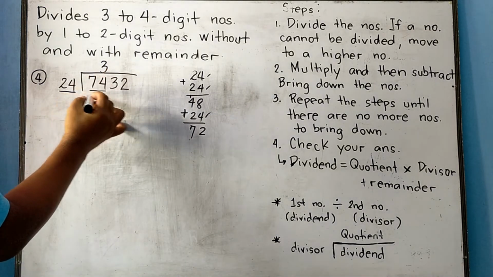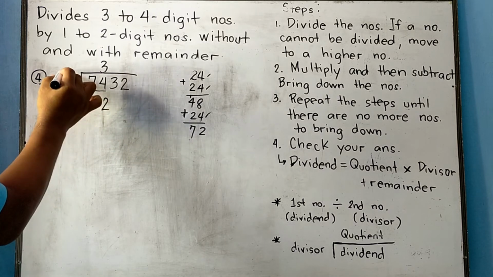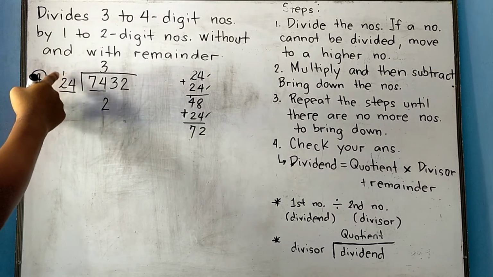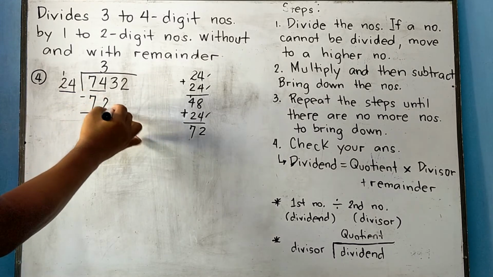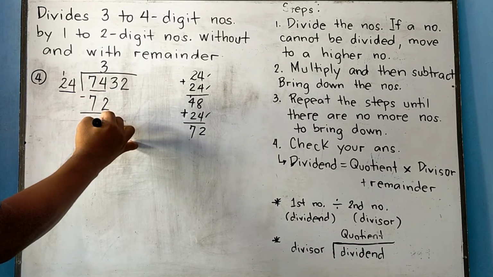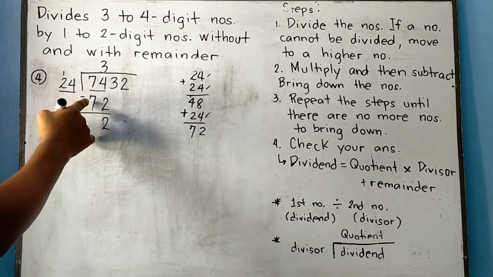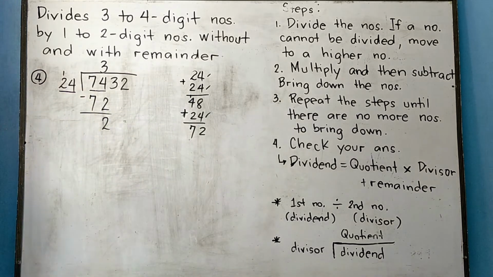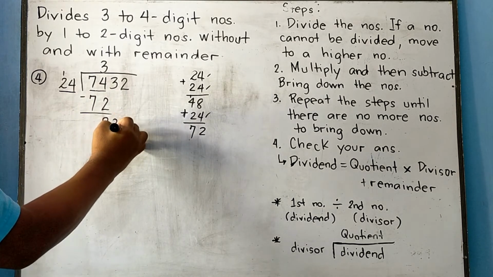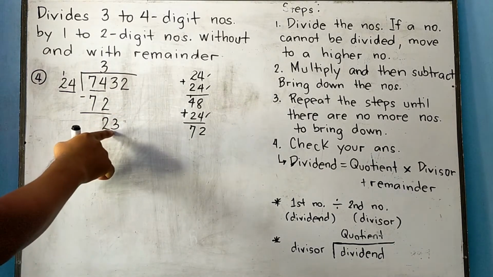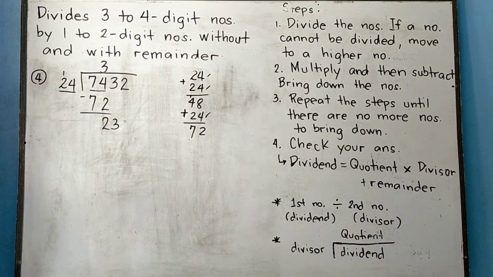So 3 times 4, it is 12. Carry 1. 3 times 2 is 6 plus 1, it is 7. Then time to subtract. 4 minus 2, the answer is 2. 7 minus 7, the answer is 0. Now, bring down this number 3. Our new problem is 23 divided by 24.